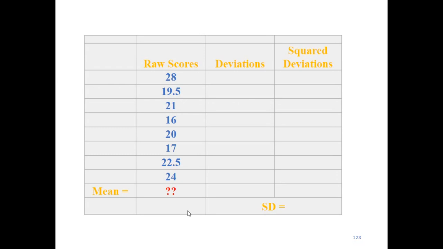Okay, now I'm going to assume that you calculated the deviations. I'm just going to review how you do that. The first thing you do is you calculate the mean of the raw scores. And the mean of the raw scores is 168 divided by 8, which is 21. So the mean is 21. Next, you calculate the deviations.